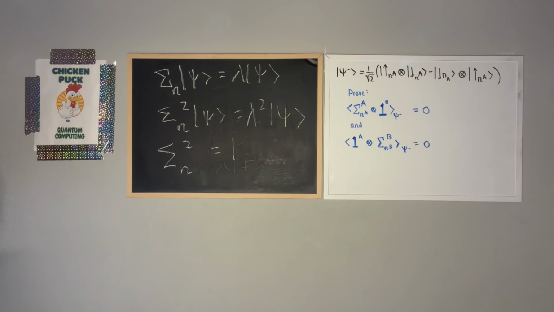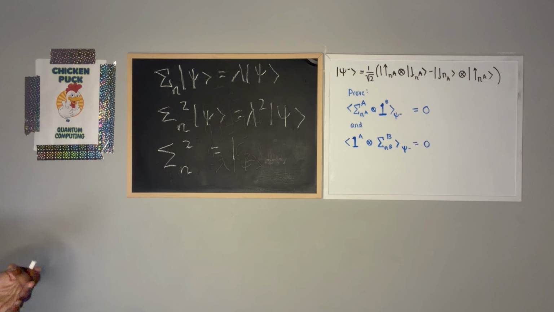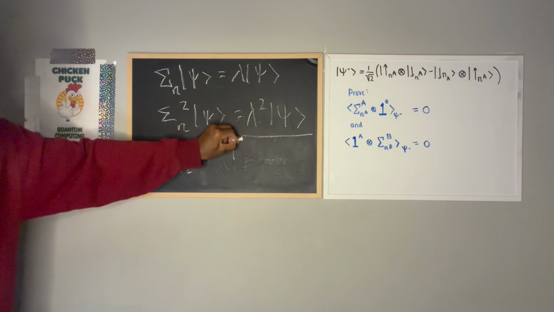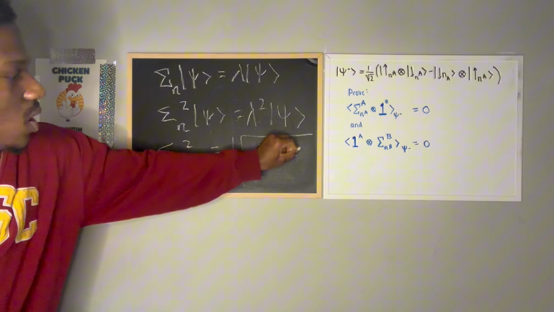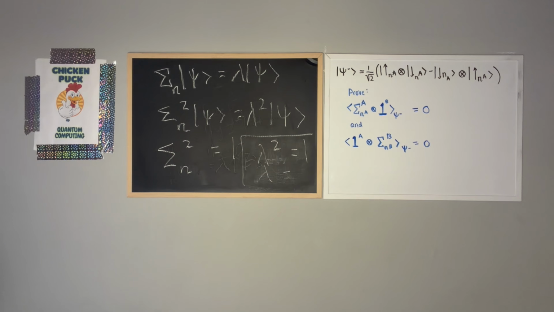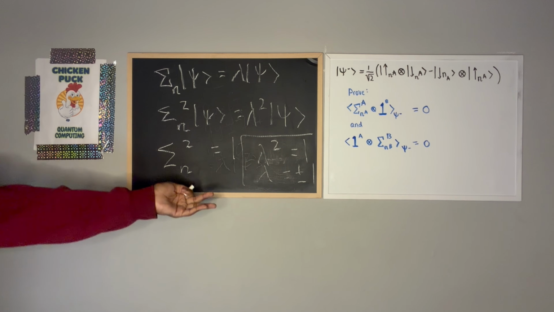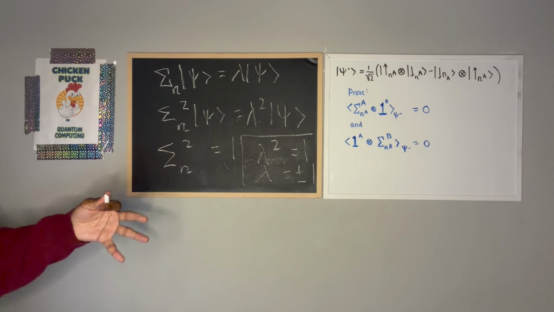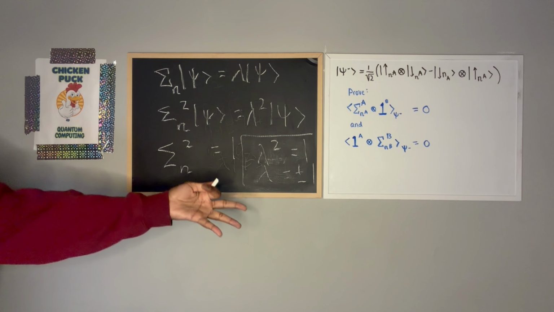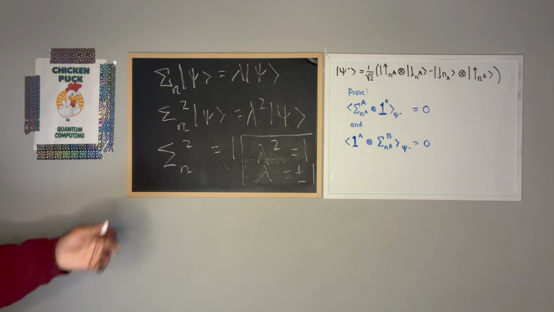The properties of the Pauli matrices give us sigma_n squared equals the identity. So we know this has to be true. Therefore, lambda squared equals 1. Because lambda squared equals 1, lambda equals plus or minus 1. So the only two eigenvalues are +1 and -1. We call the +1 eigenstate spin up along n, and we call the -1 eigenstate spin down along n.